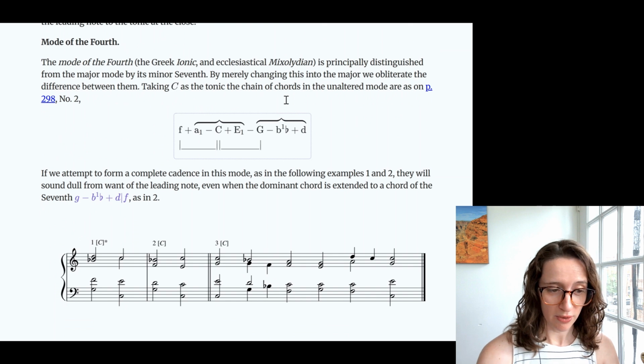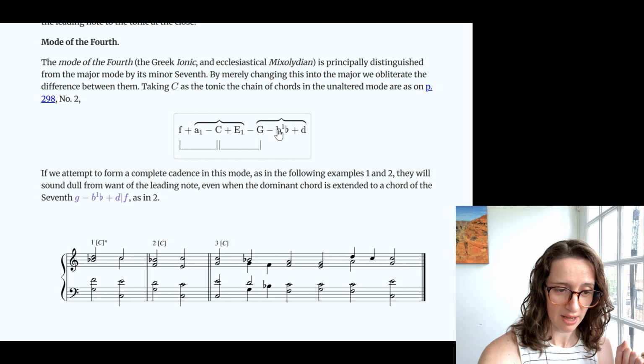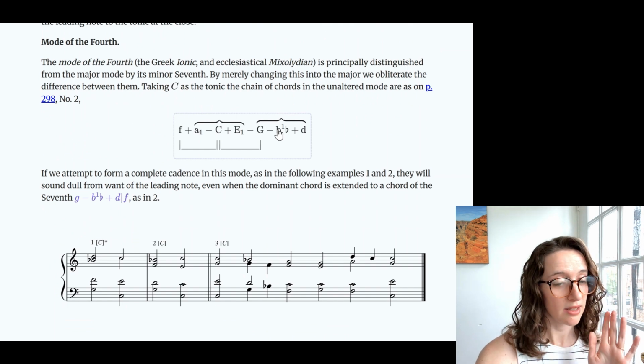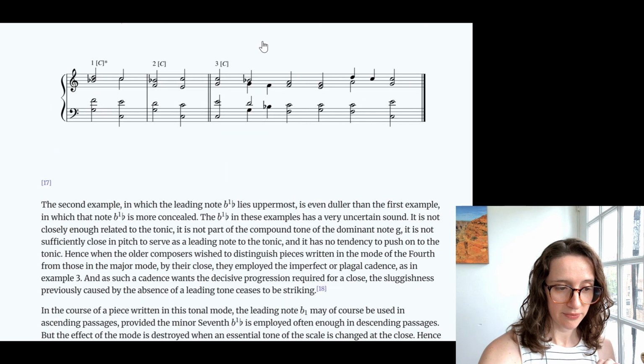Next, we have the mode of the fourth. This has a minor instead of a major seventh, which Helmholtz thinks it suffers for. So here are three endings. The first two are complete cadences, and the third is a plagal cadence.